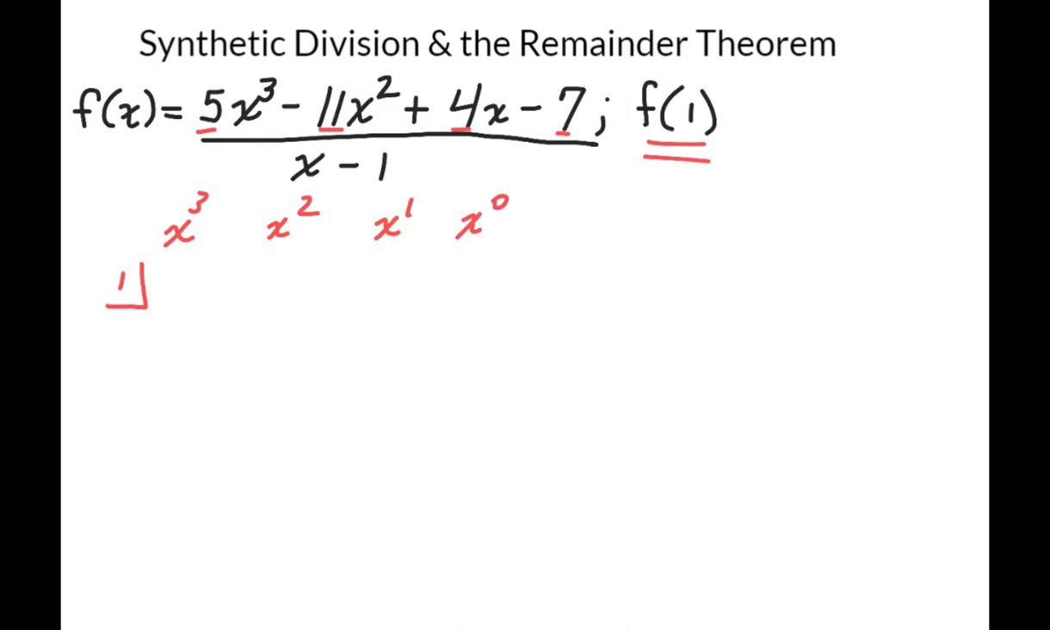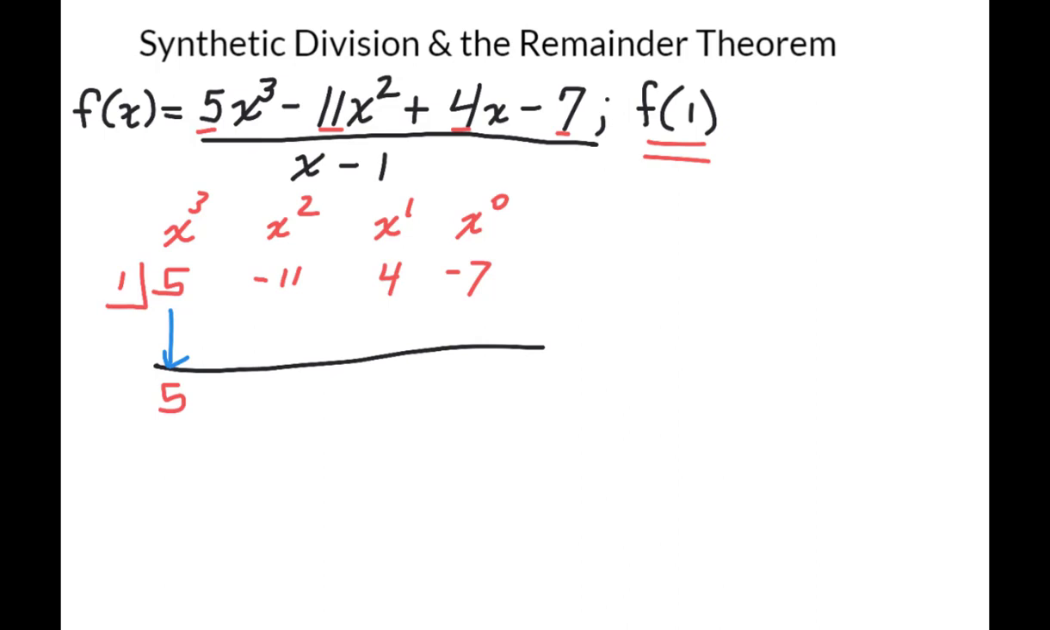But I have all of these powers, so I'm going to start writing in the coefficients. 5, bring the negatives with you, -11, 4, and -7. Okay, so here we go. Here's how synthetic division works. The very first thing you do is just bring down that first number.